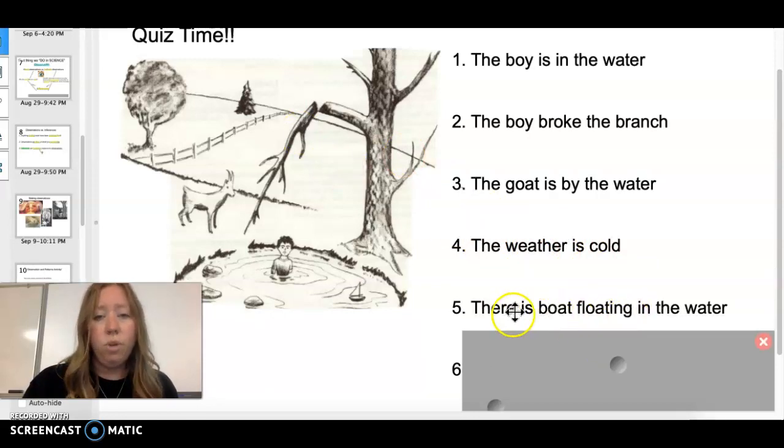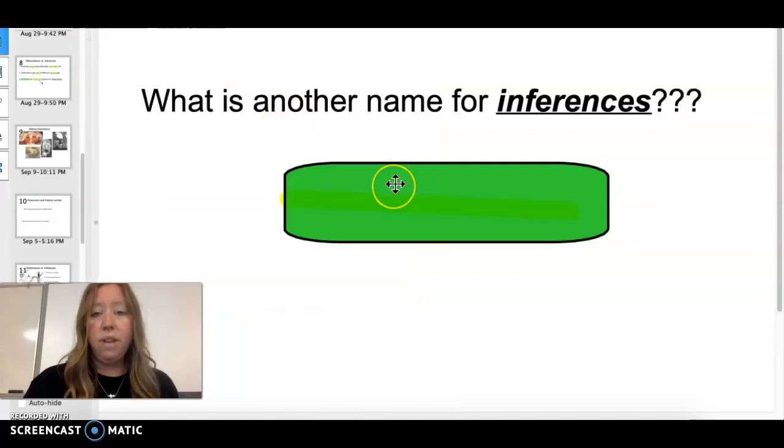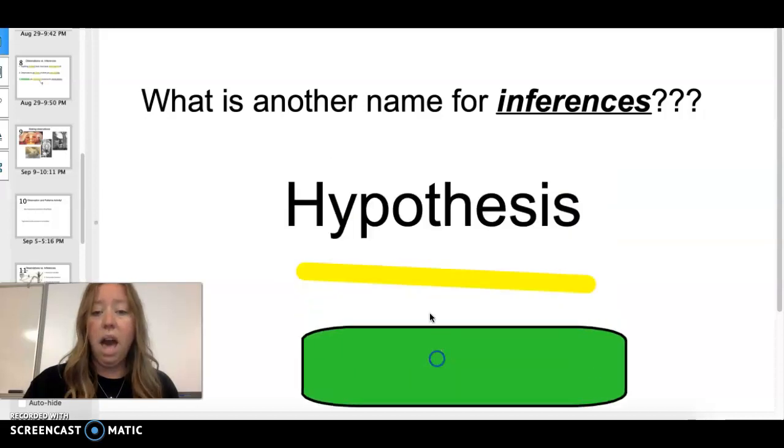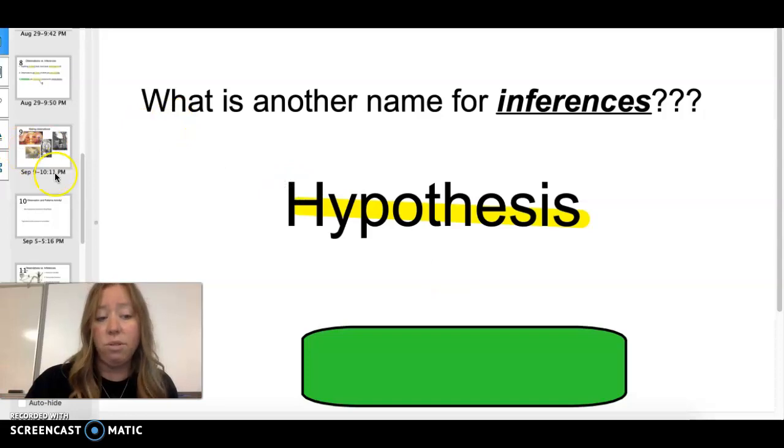There is a boat floating in the water. You look, there it is right there. So that is an observation. All right, so another name for inference in science would be hypotheses. So we make hypotheses based off our observations, which leads us to start making predictions and start experimenting to see if those inferences are correct.